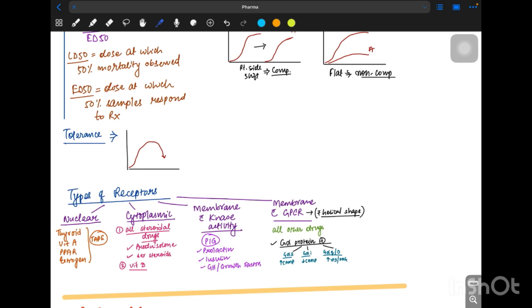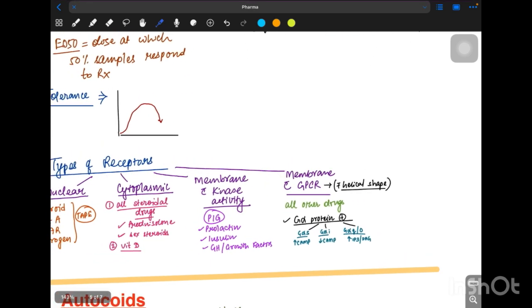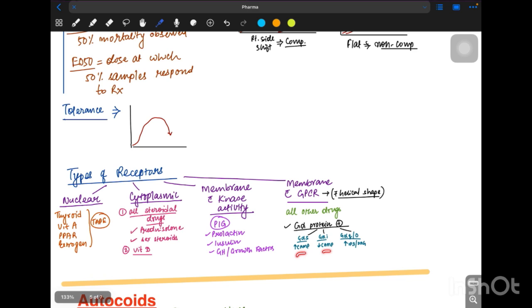This G protein is a G alpha protein and it is present. So what are the G alpha proteins? What are the types? G alpha S, G alpha I, G alpha Q or 0. So G alpha S, what is the function? It increases the cAMP, cyclic AMP.